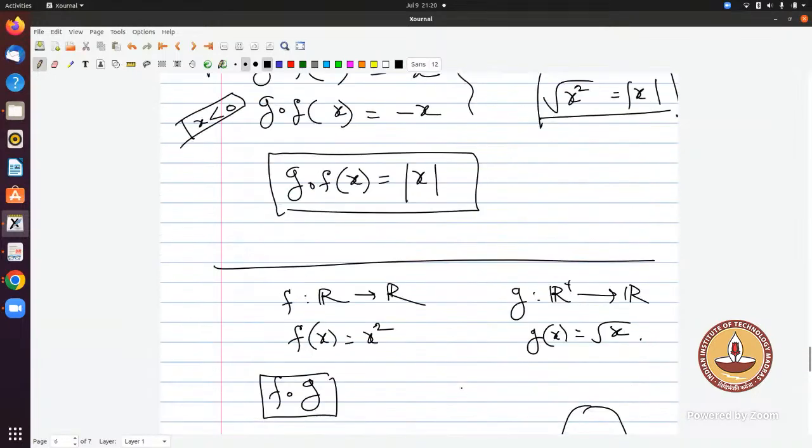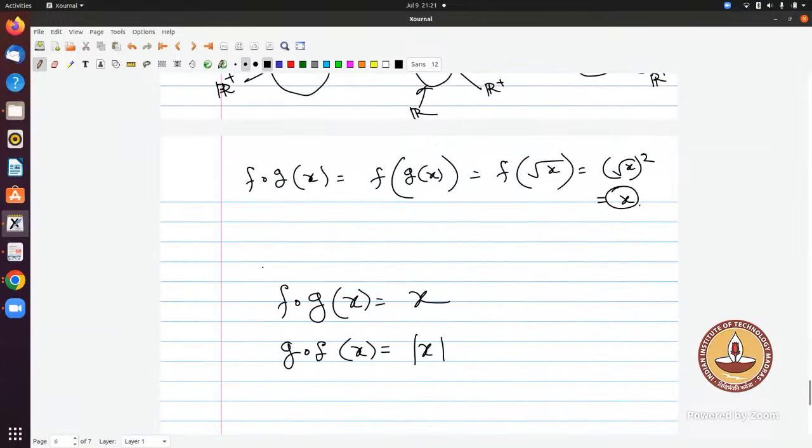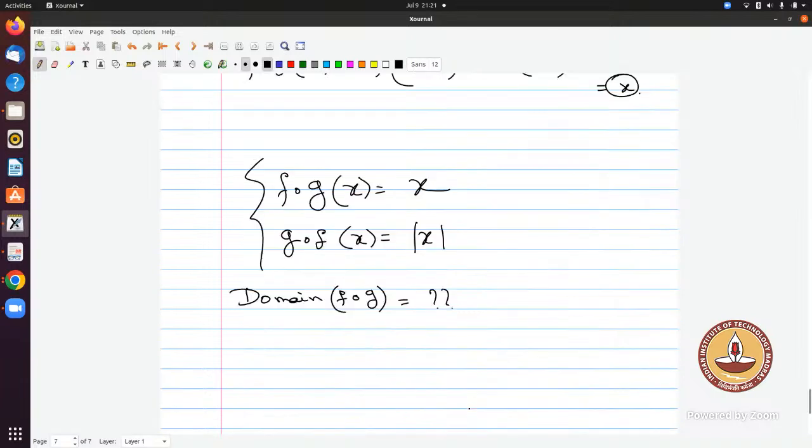Clear? So they may not be equal always. And if they ask, may they be equal? They may be equal. There are some cases which we will see. And before going to that portion, what is the domain of F compose G in this case? And what is the domain of G compose F?